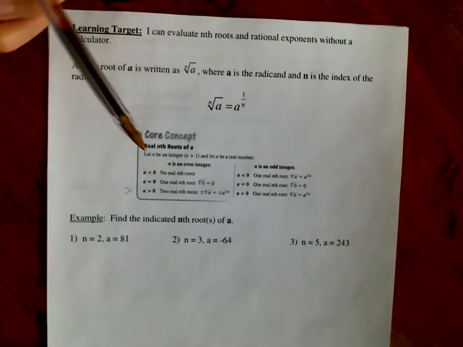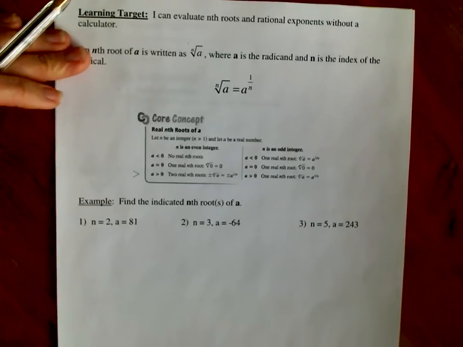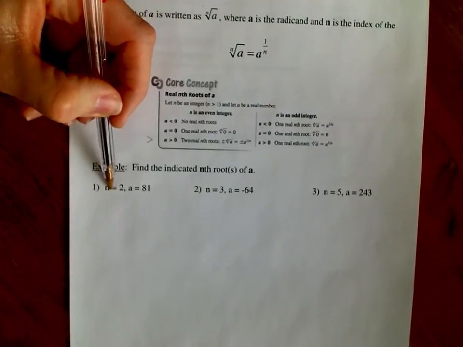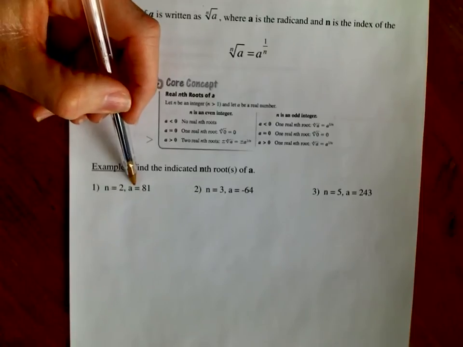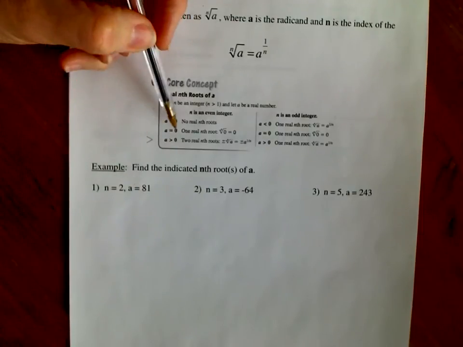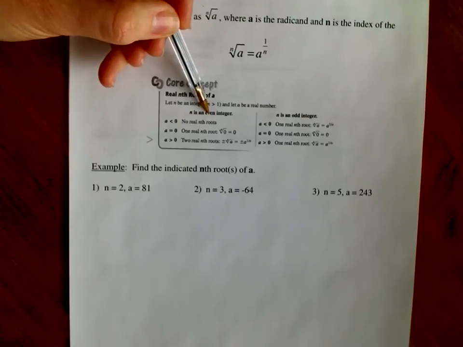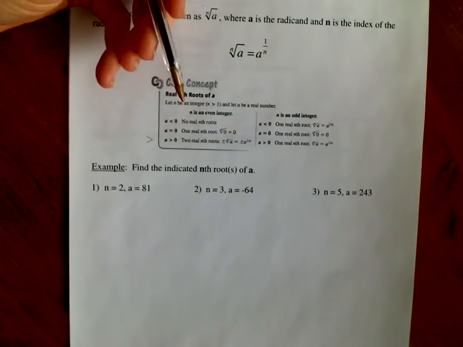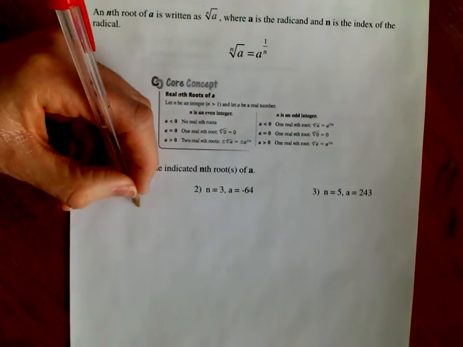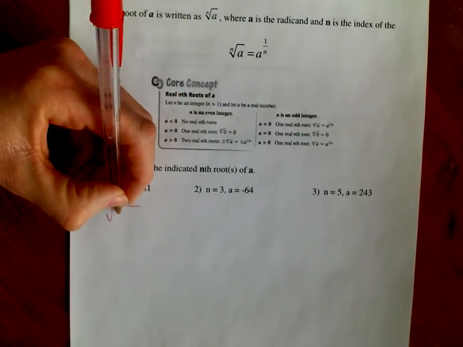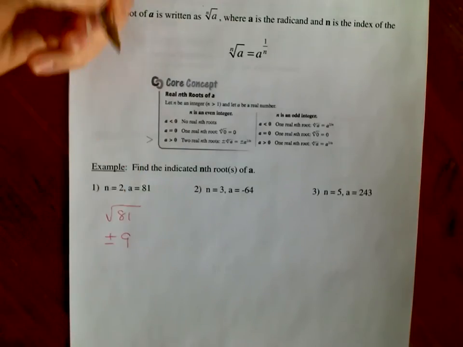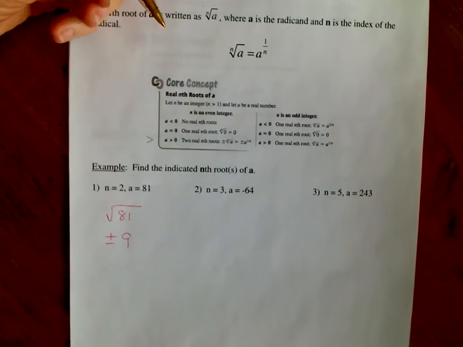So if we look down here, it says find the indicated nth root or roots of a. The first problem, notice we have an index of 2 and a radicand of 81. This is an even integer for our index and a positive value for our radicand. We will have two real nth roots. This is asking us to find the square root of 81. We could have roots of positive or negative 9.